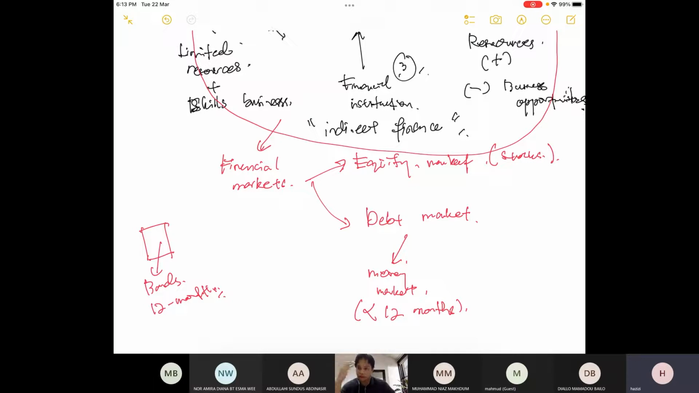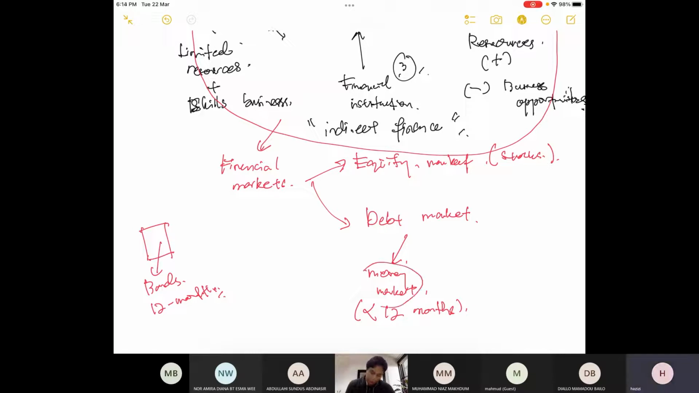Because you can hold the ownership of the company as long as you want, except when the company goes into default and liquidation, and then you have to liquidate your ownership as well. But usually for debt instruments, you have some maturities attached to those financial instruments.